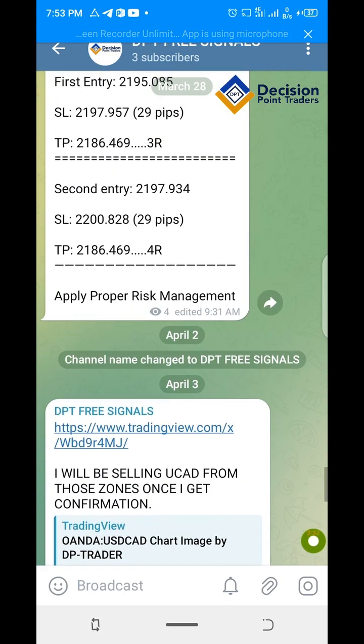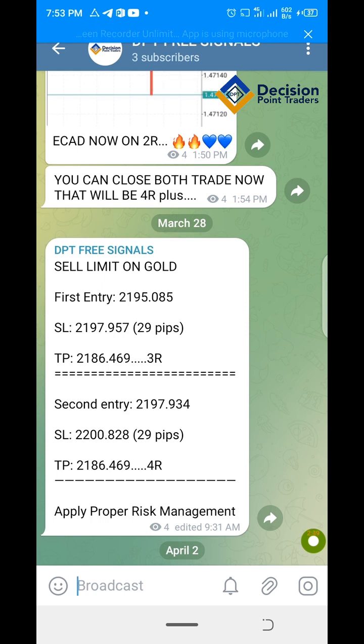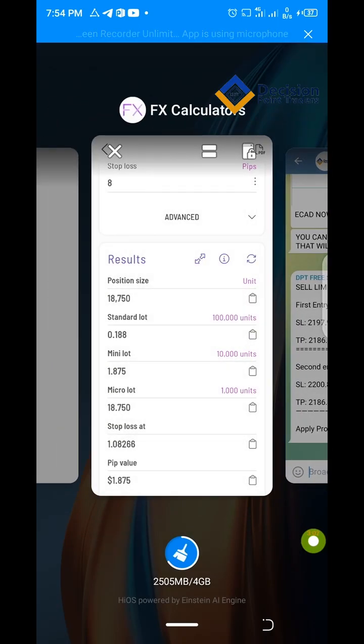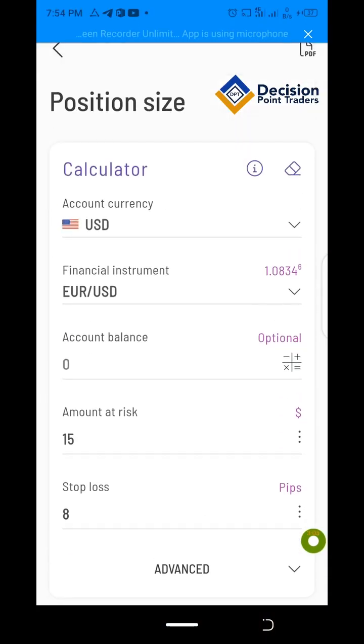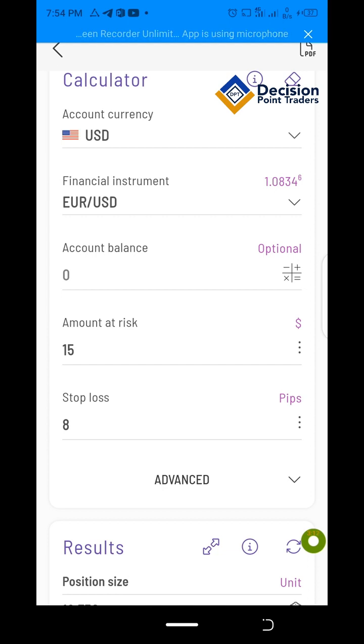If I check other pairs here, it's the same thing, 3R, 4R. Even if it's gold, you don't need to be afraid. You don't need to think gold is volatile and is going to blow your account. No, just look at the pair that I put here. Look at the pips on the SL, 29 pips. If you take this 29 pips, you don't even need to look for gold. If you use Euro USD, it will be the same thing. Euro USD, GBP USD, you can use those two to calculate your gold.